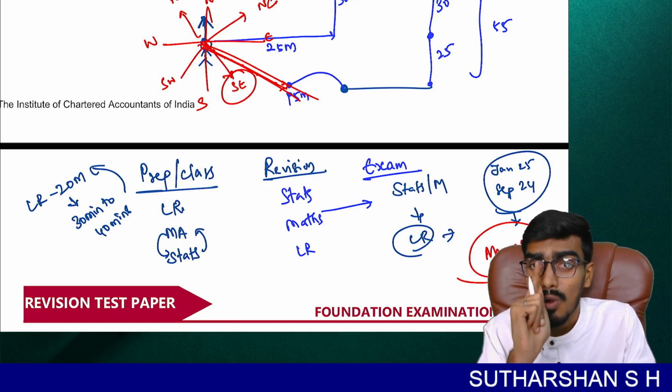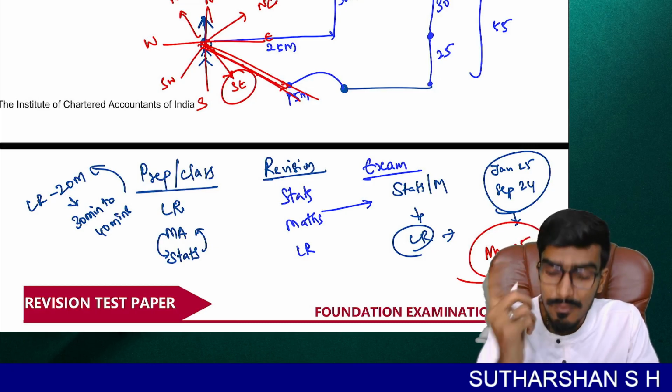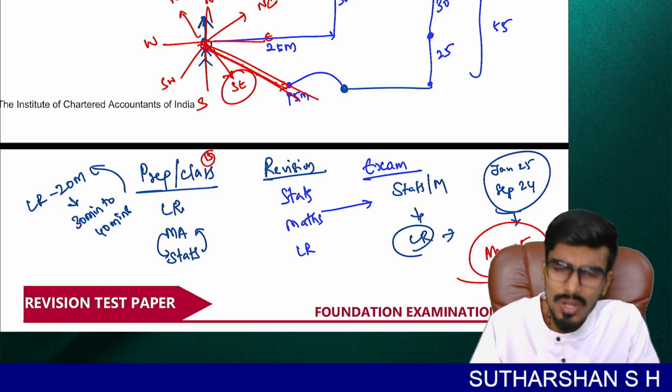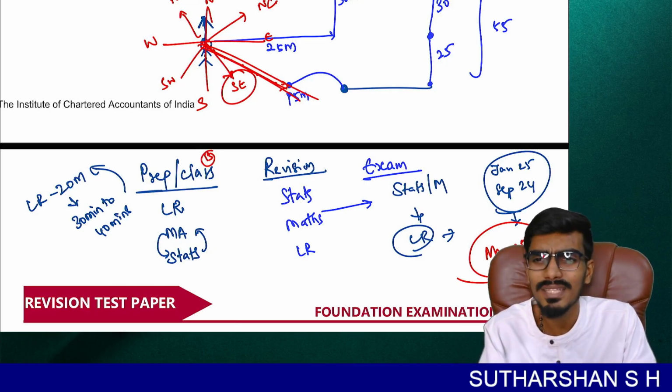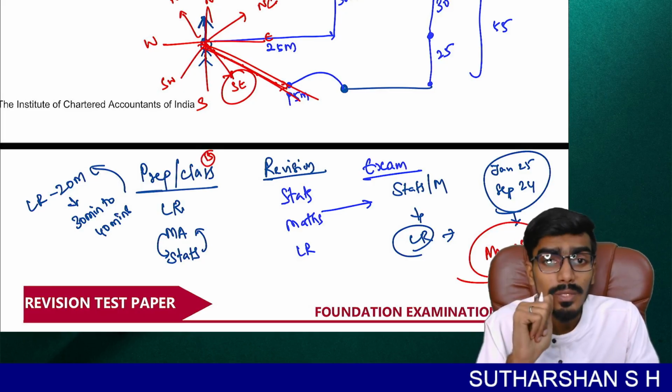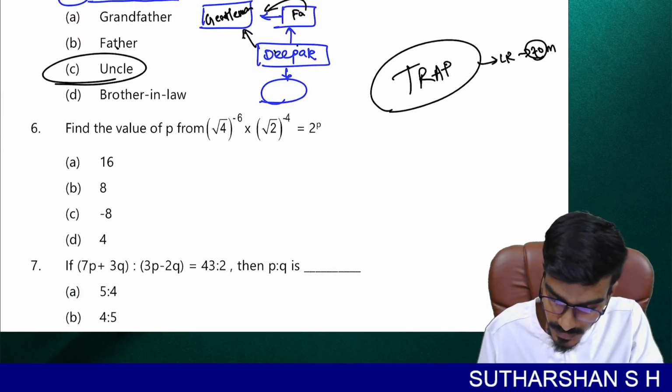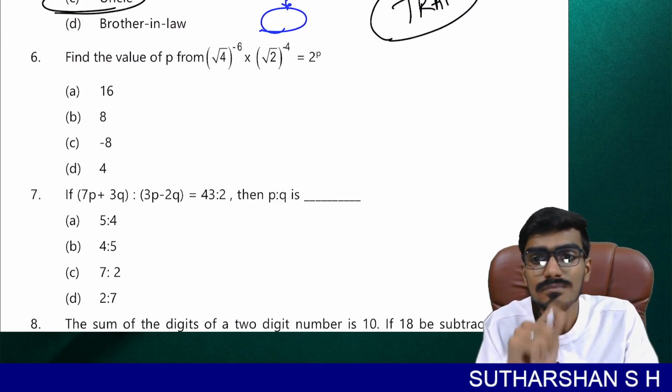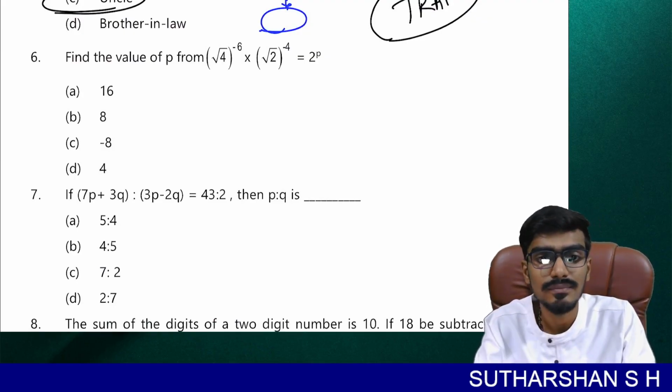Whenever this is the first time you are learning, then do logical reasoning, which is not even related to mathematics and statistics. This is basic mathematics, it's common sense, I can say. So that's the thing you need to do. Now come to question number 6. Okay.